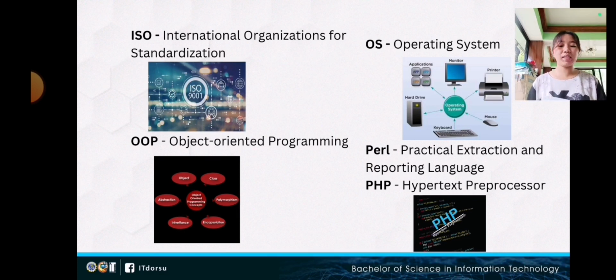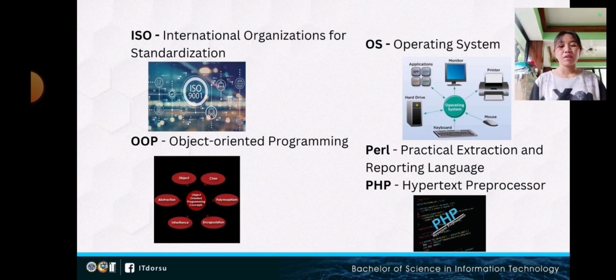This one is a scripting language. Perl is a scripting language. Common use for Perl is to extract text file information and generate a report or other output format. The next one is PHP or Hypertext Preprocessor.